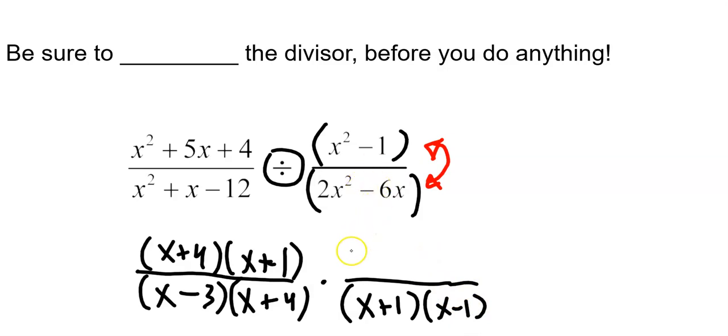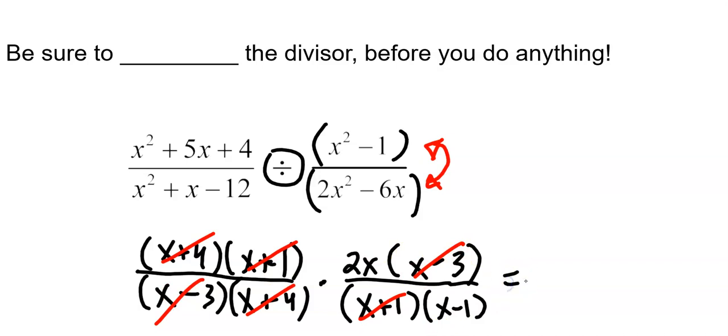And up top, if we take out a GCF, hopefully that'll help. 2x seems to be a GCF times x minus 3. Okay, there's all multiplication now, so we can have the fun part, canceling things out. That cancels. That cancels, so this is fun. That cancels. Wow, this is actually pretty good. So we get 2x over x minus 1.